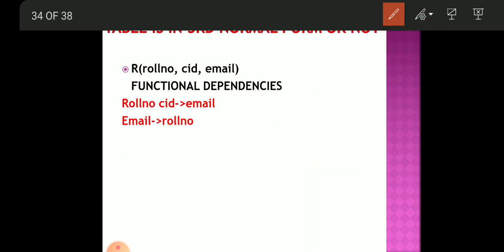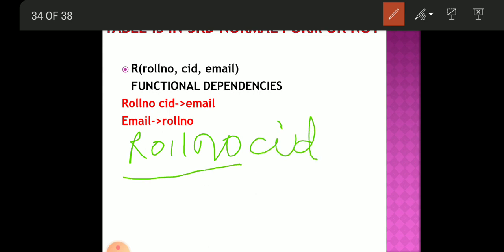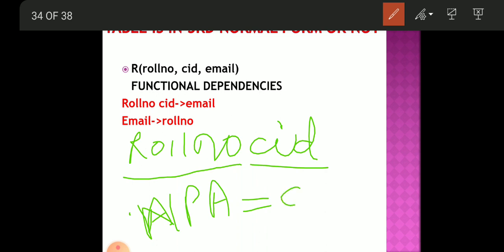Now that we have the candidate key, we can find the non-prime attributes. Roll number and CID form the candidate key, so these are the prime attributes. The non-prime attribute is email only, because email is not part of the candidate key. Now we have to check for transitive dependency. Is there any transitive dependency existing or not?